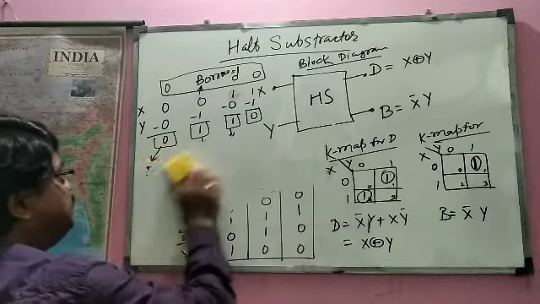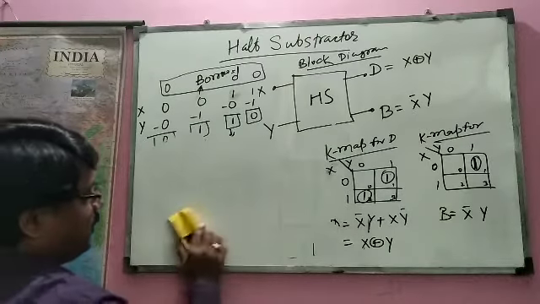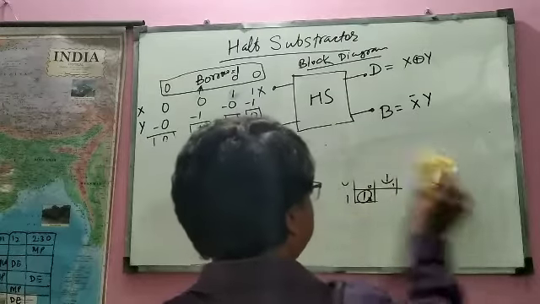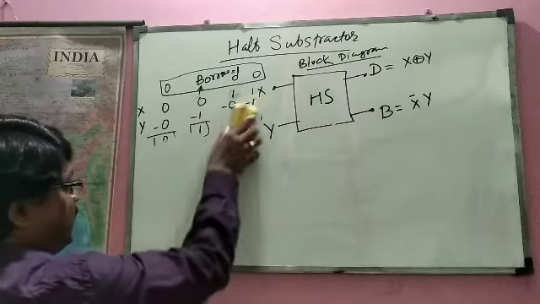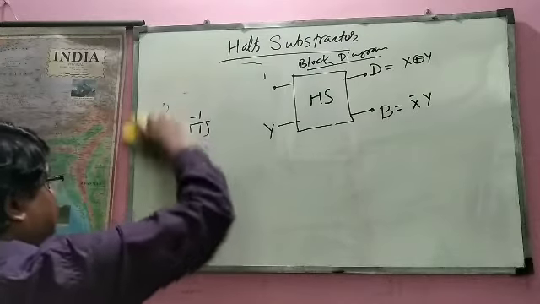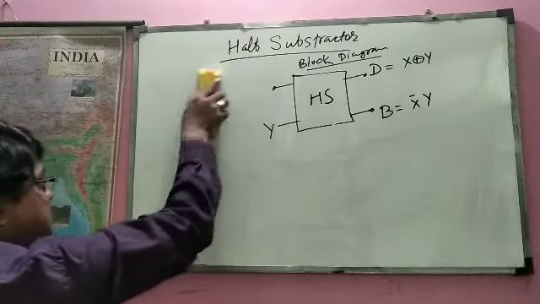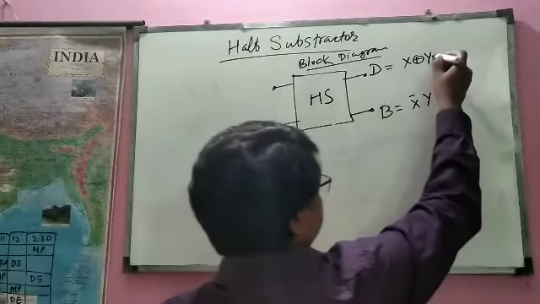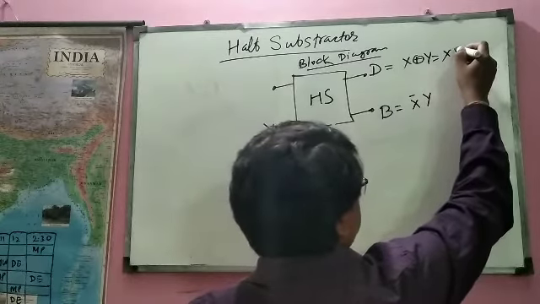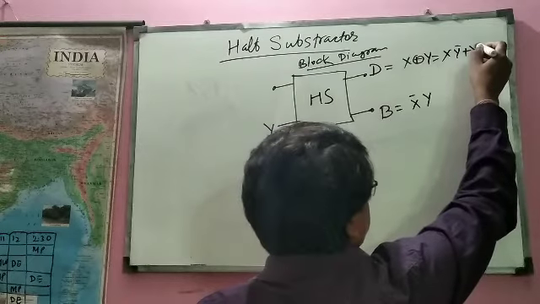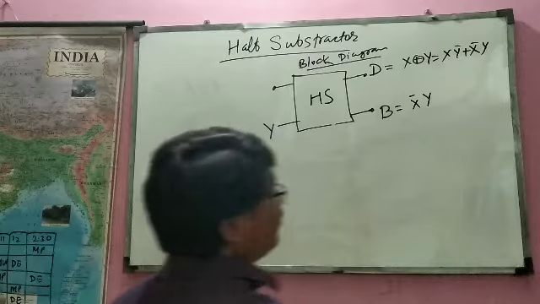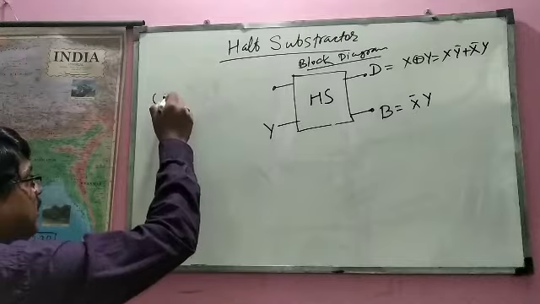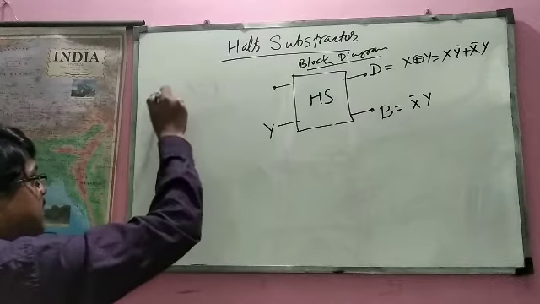So we will use the SOP expression, sum of products, and we will use just the basic logic gates AND, OR, NOT to implement that circuit. It may also be written as X Y bar plus X bar Y. That is very simple. The XOR implementation will be like this.